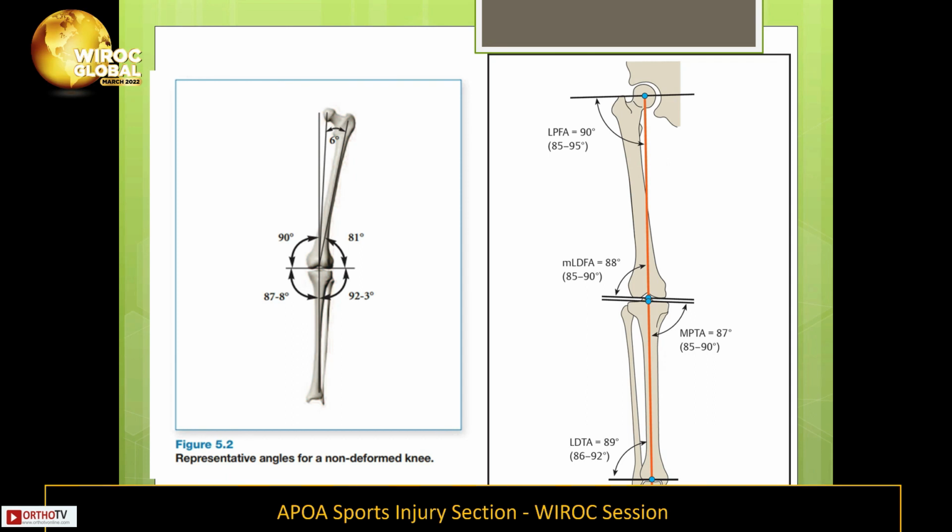So in order to calculate the deformities, we usually concentrate on this mechanical axis, and therefore we measure the respective angles, the most important being the distal femoral angle or the proximal tibial angle.